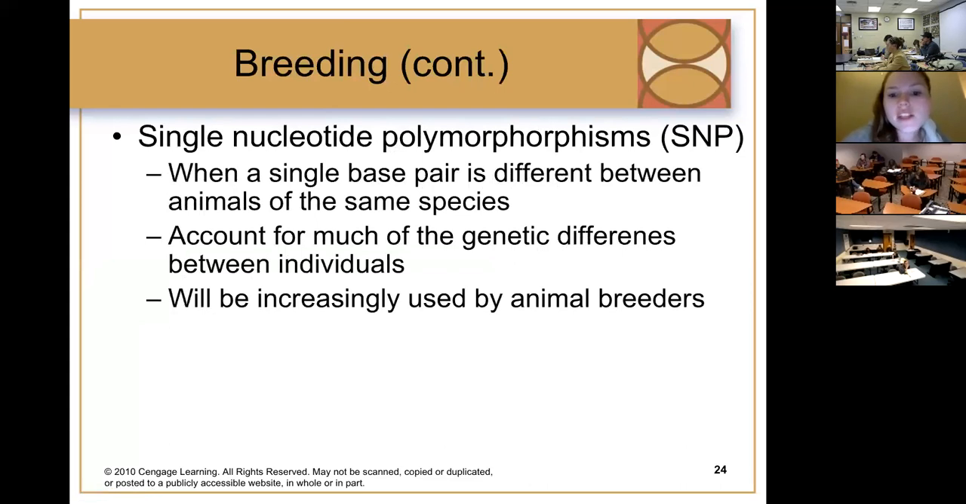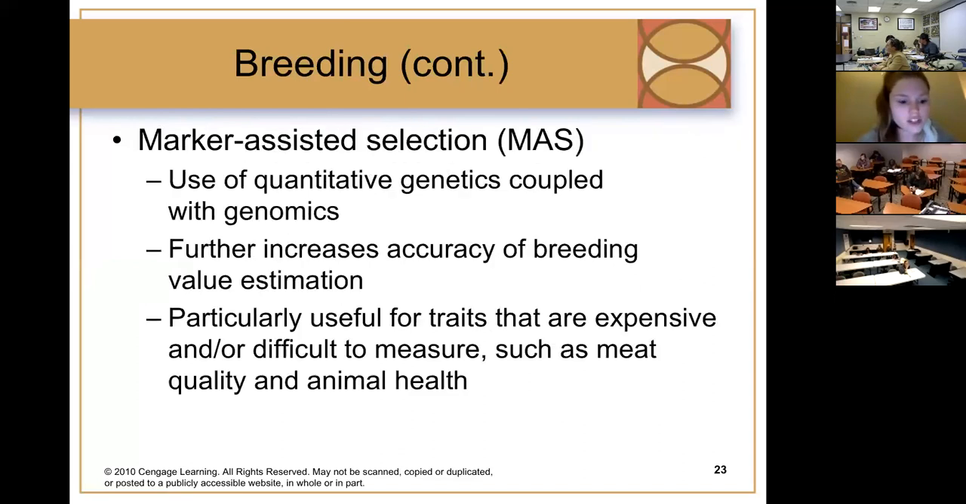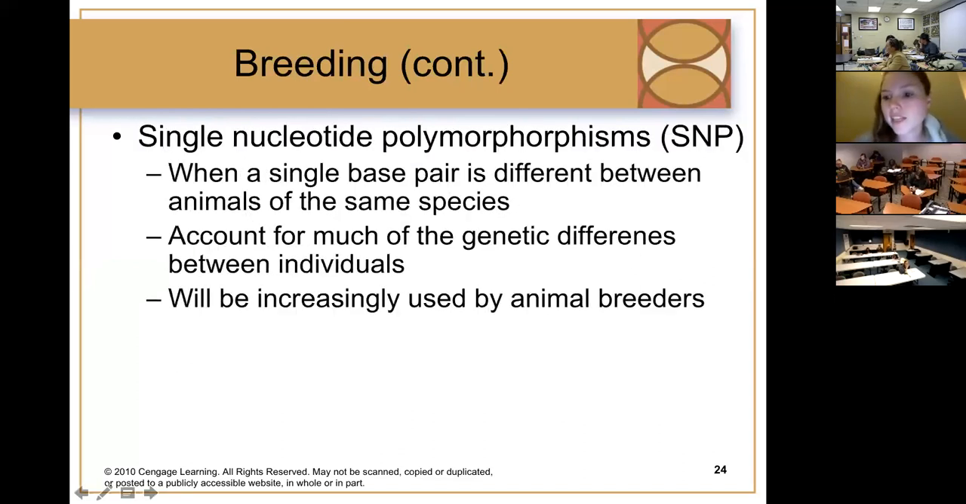Single nucleotide polymorphisms, or SNPs for short, can also be used for breeding and identifying different things. That's basically when a single base pair, those pairs in the DNA structure, like A, T, C, G, is different between animals of the same species. If they're the same species, then most of their DNA should be similar. But you can have what are called SNPs, where there's a single base pair that's different.